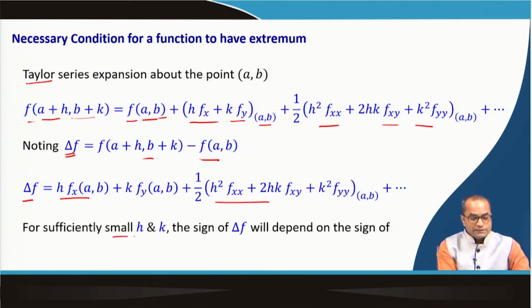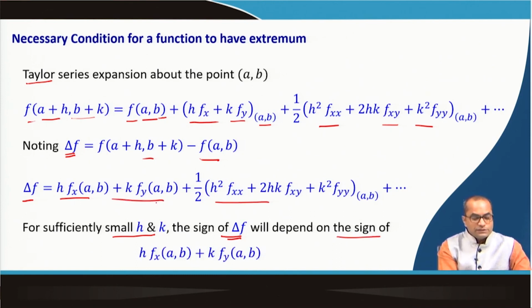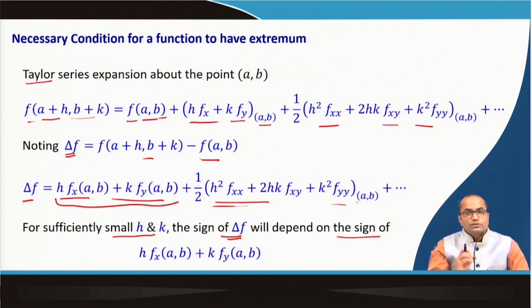So, for sufficiently small h and k, the sign of this delta f will depend on the sign of the first term. This is important to realize, and on the next slide I will give an example of how this is happening. Here delta f is equal to these first order terms in h and k, then we have the square terms in h and k. If we choose h and k sufficiently small, why the word sufficiently small is coming will also be clear in the next slide.